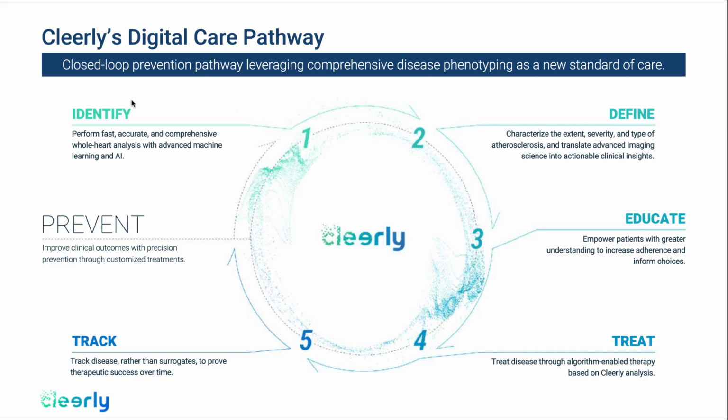CLEERLY's digital care pathway simply identifies who is at risk through standard risk factor assessment. We then get the CLEERLY testing done to define if those people at risk truly do have atherosclerosis and what type. Then we can educate the patient on this. We can then institute treatment based on algorithm-enabled therapy through the CLEERLY analysis. And over time, we can track the disease rather than surrogates to prove therapeutic success over time, thereby preventing heart attacks and the progression of heart disease.